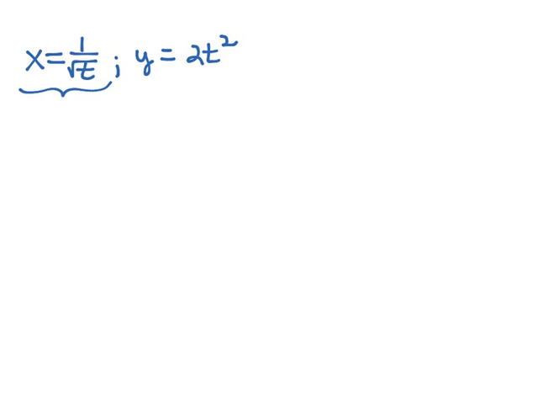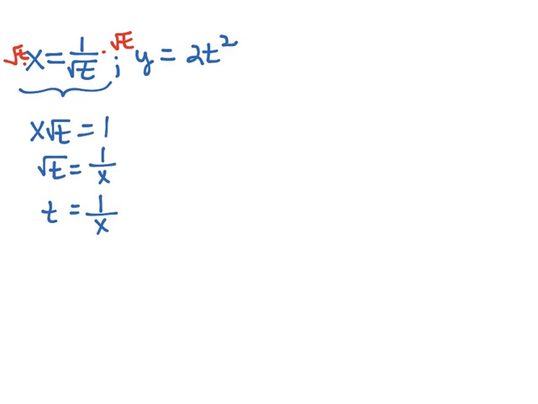So I'm going to multiply by the square root of t on both sides, and that will give me that x times the square root of t is equal to 1. So divide by x on both sides, and I get the square root of t equals 1 over x. Square both sides, and I get t is (1 over x) squared. So t is 1 over x squared, because 1 squared is 1 and x squared is x squared.